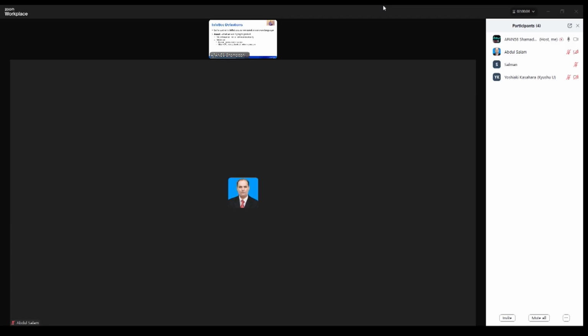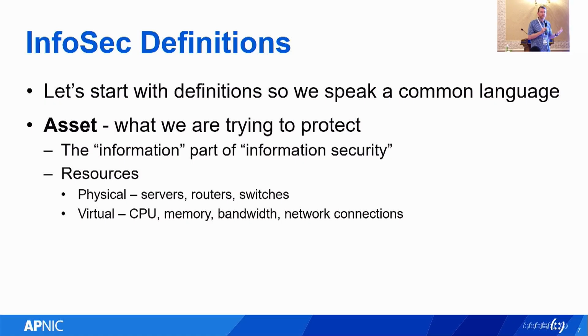So we'll go through some definitions just to set the groundwork for common terminology here. When we talk about an asset that we are protecting, the asset can be information, so the actual data that you are protecting, but it can also be resources. We're protecting physical devices. We're protecting the CPU processing power. We're protecting the disk space as well from abuse and misuse.